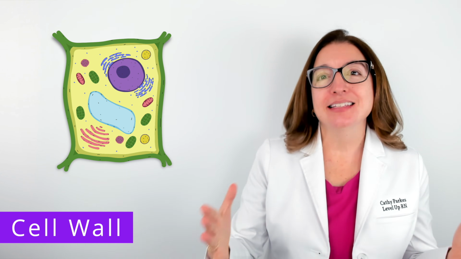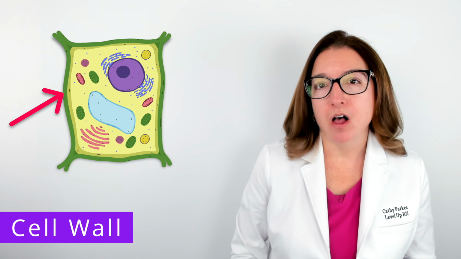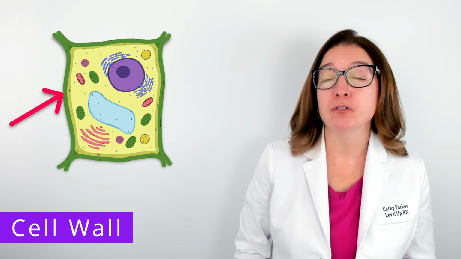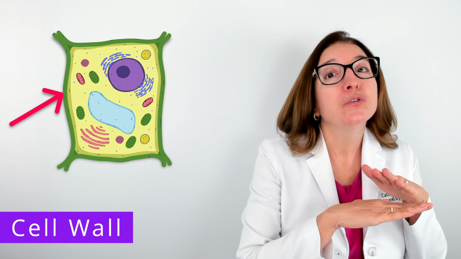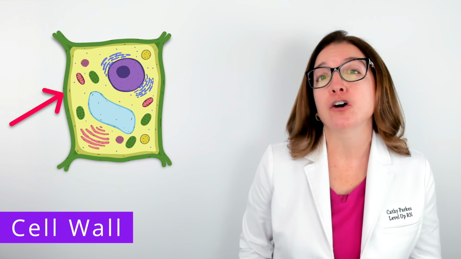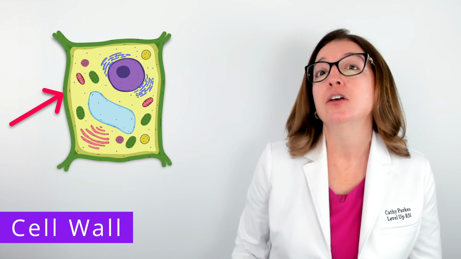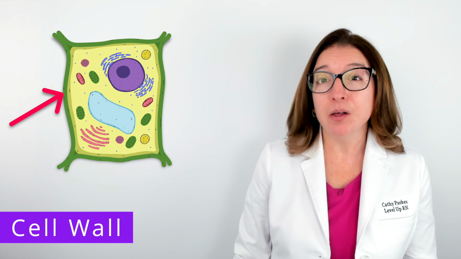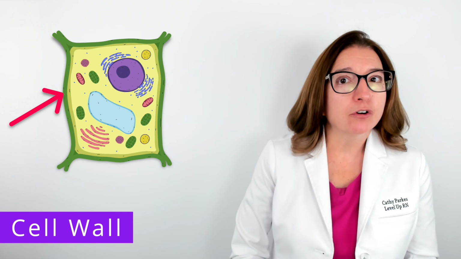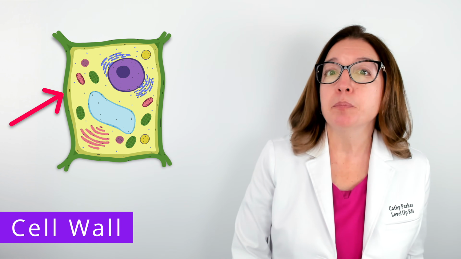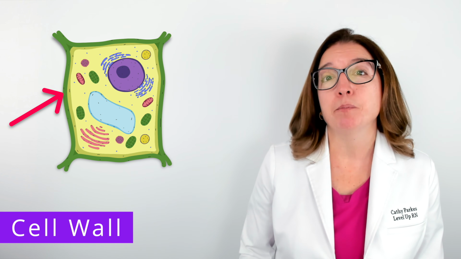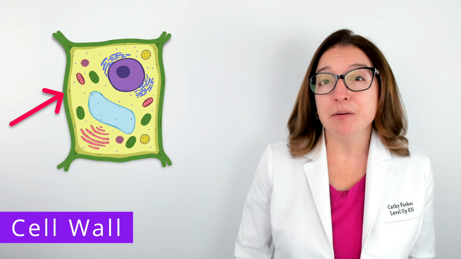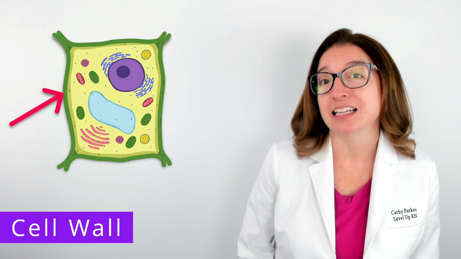Working our way outside the plasma membrane now. Some eukaryotic cells will have a cell wall, which protects the cell and provides structural support. Animal and protozoan cells do not have a cell wall. However, fungi, algae, and plants do have a cell wall. This cell wall may be composed of a variety of materials. In plants, it is made up of cellulose. In fungi, it is made up of chitin, and in some algae, it may be made up of silica.